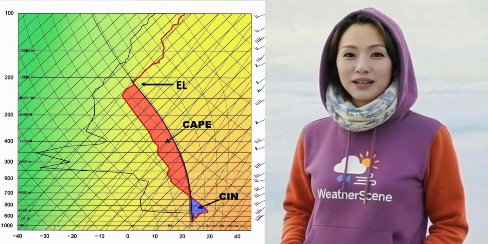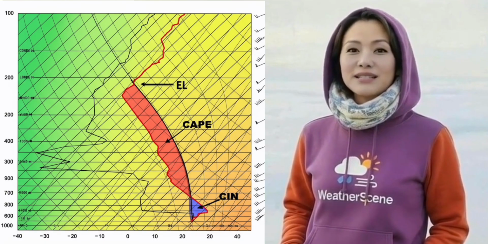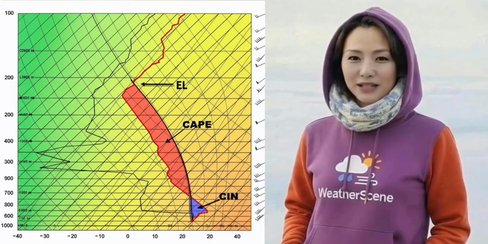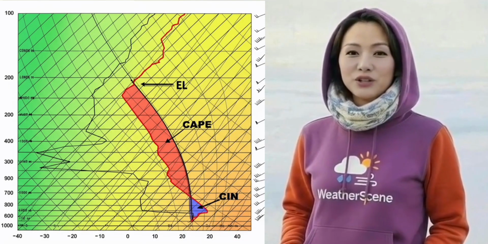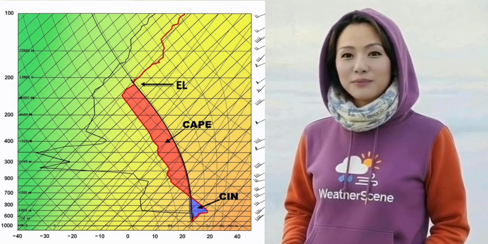Hello and welcome. Today, I will be explaining how meteorologists use a Skew T diagram like the one shown here to understand atmospheric stability and thunderstorm potential. A Skew T diagram displays temperature, pressure, and moisture throughout the atmosphere.